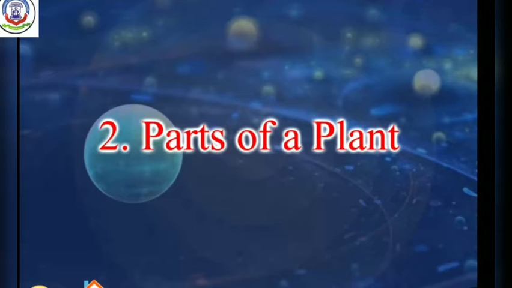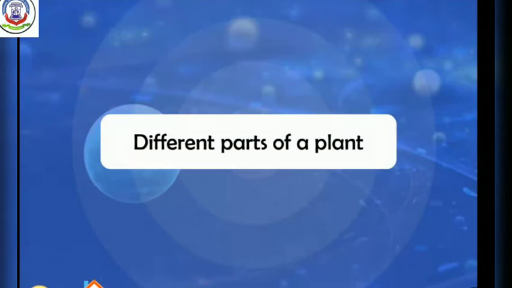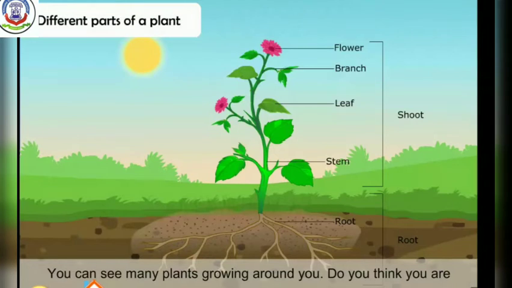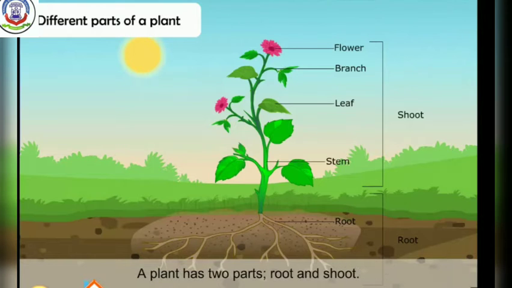Parts of a plant. You will learn different parts of a plant, functions of parts of a plant, germination of seeds, different parts of a plant. You can see many plants growing around you. Do you think you are able to see the whole plant? No. What you see is not the whole plant. A plant has two parts.